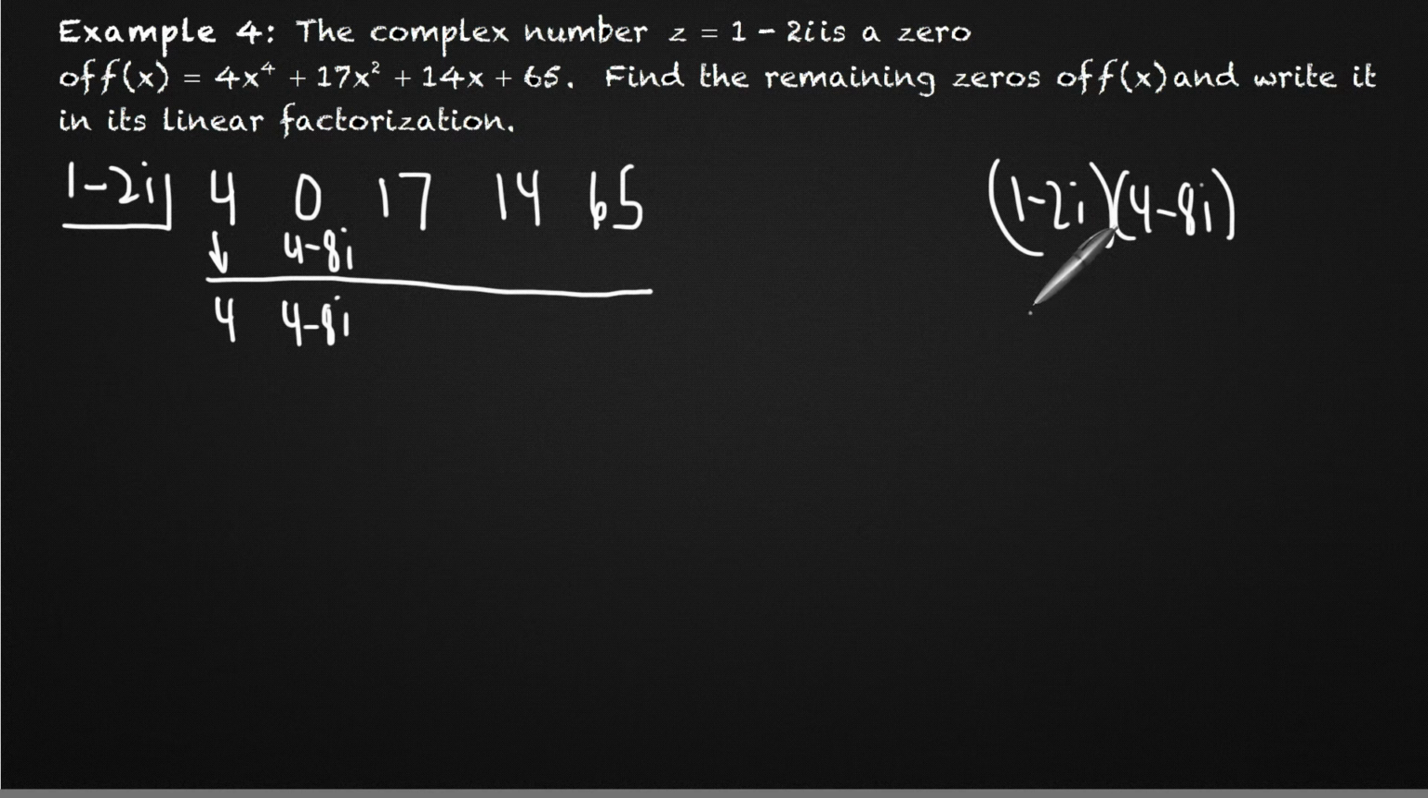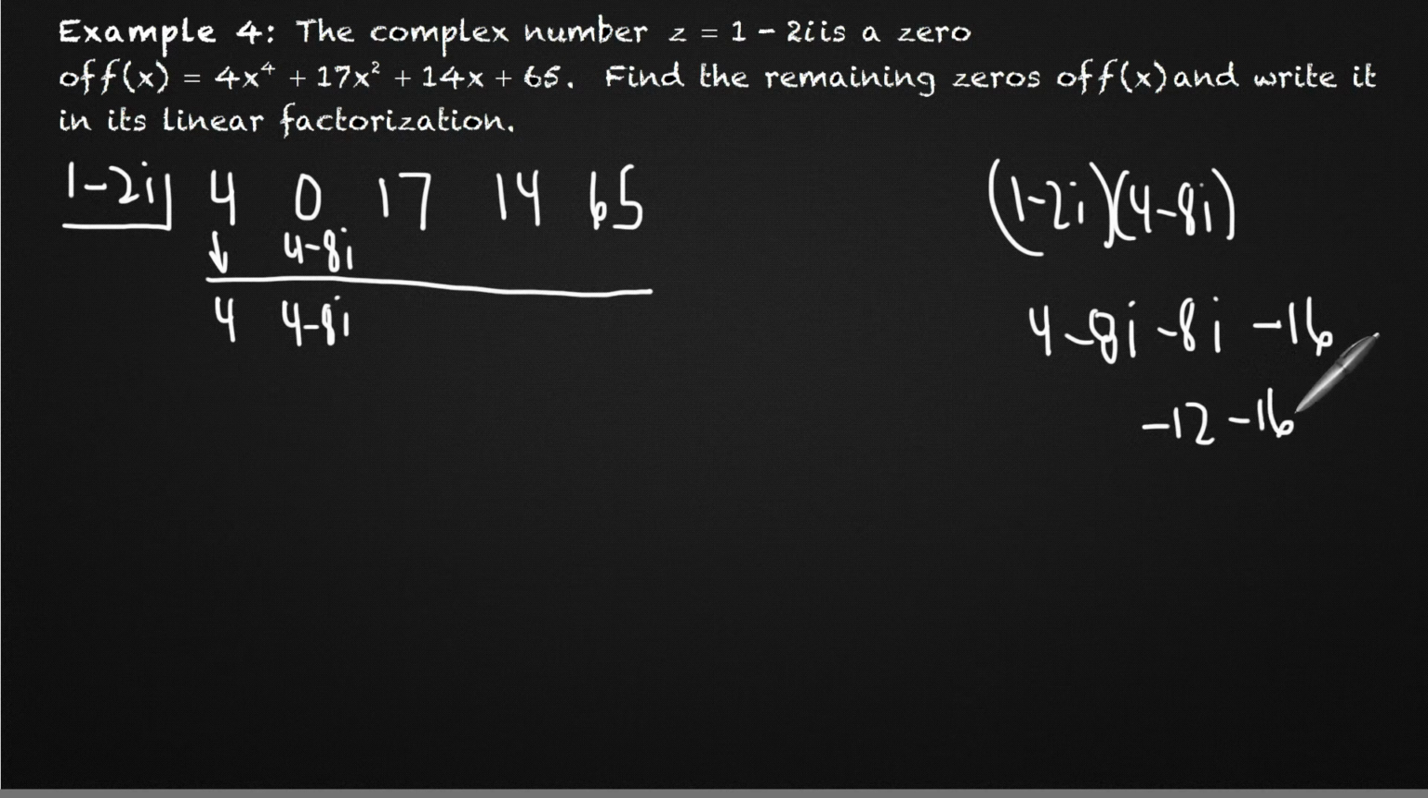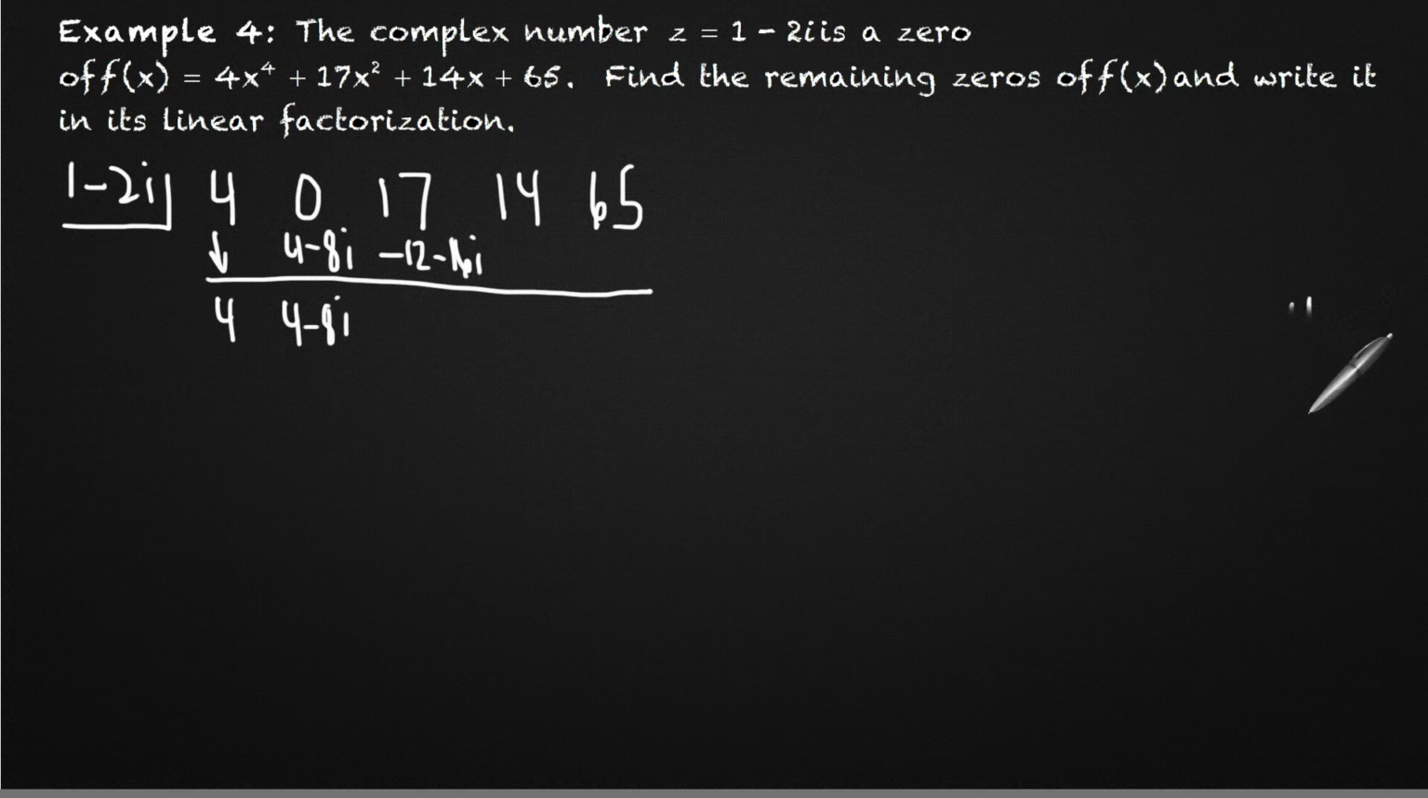So we're going to FOIL. 1 times 4 is 4, negative 8i, negative 8i, and then negative 2 times negative 8 is a positive 16i squared. But that's going to make it into a negative 16 because i squared is negative 1. So essentially, after all of this, we're going to get negative 12 minus 16i. So we're going to go ahead and put that right here, negative 12 minus 16i. Since we're going to need a little bit more space, I'm going to go ahead and erase this because we're going to need to do this a couple more times.